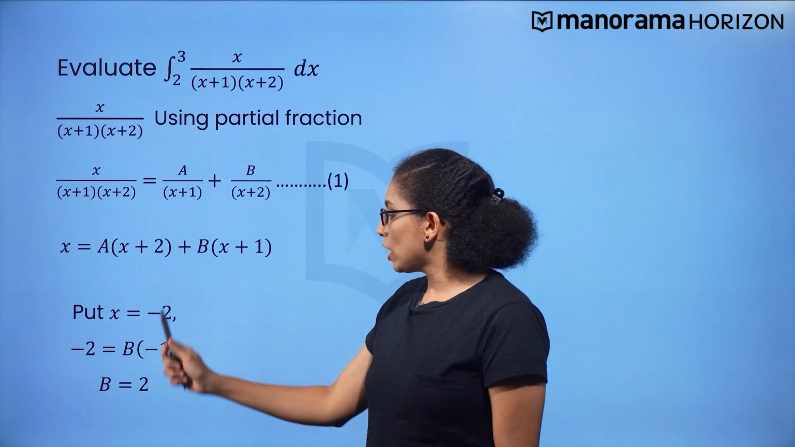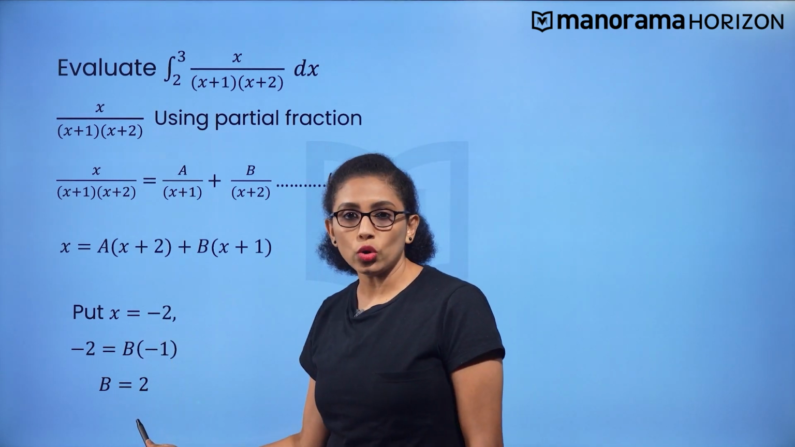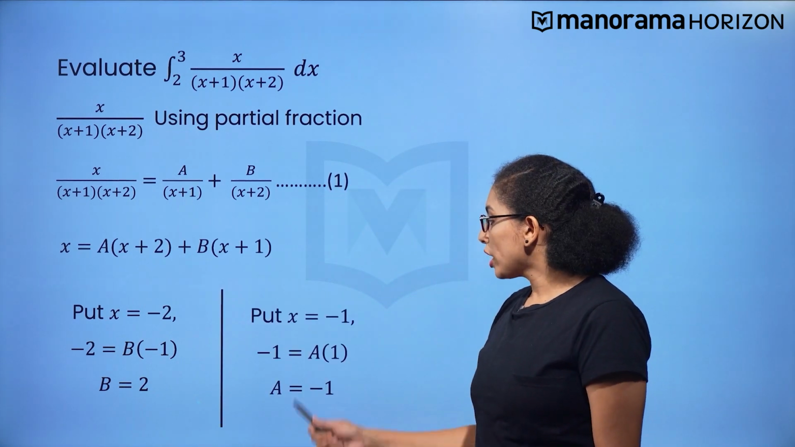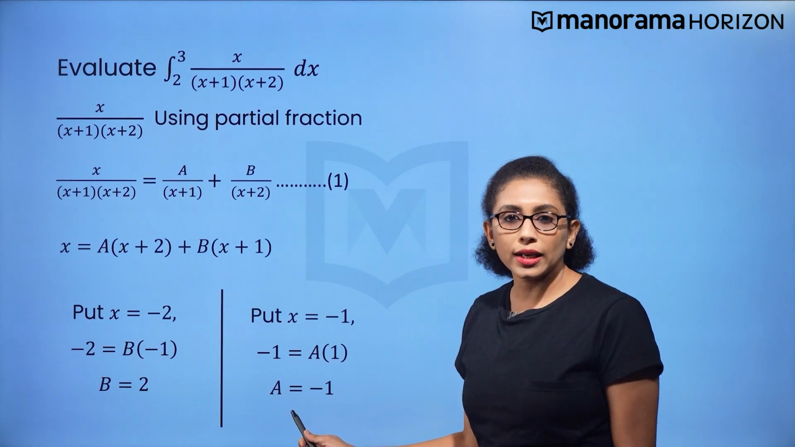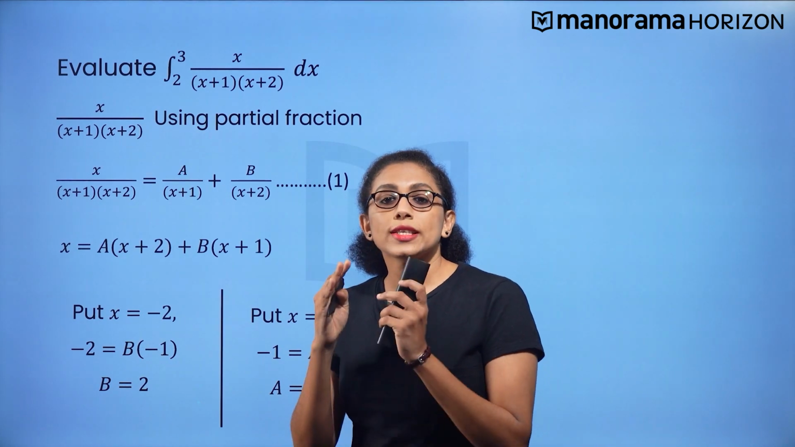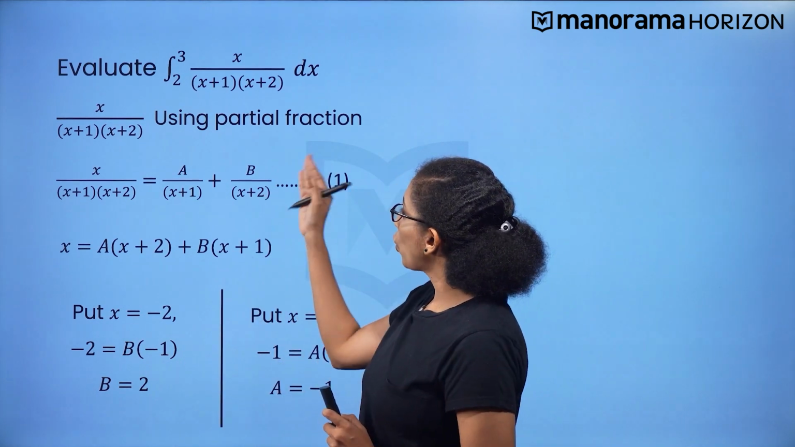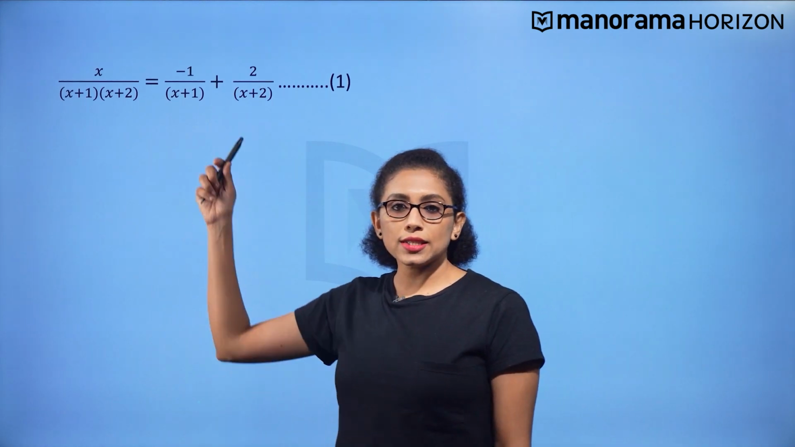Now, to find the value of b, put x equal to minus 2. So, we get b equal to 2. Now, for finding the value of a, put x equal to minus 1, and we get a equal to minus 1. So, now the next step is to substitute these values of a and b in equation number 1, and we get it like this.